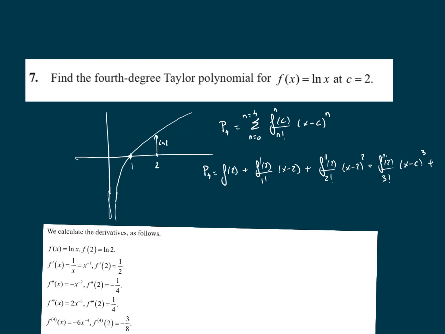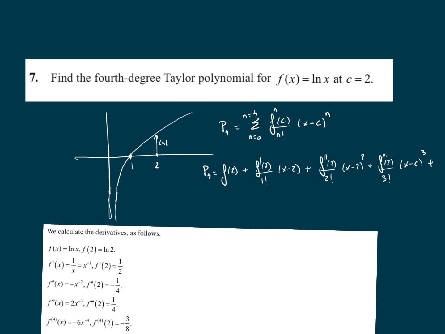It must agree the polynomial and the function up to the fourth derivative. So what is the Taylor polynomial? The Taylor polynomial has a compact way to write it. It's the summation from n equals 0 to 4 of the nth derivative of f evaluated at the point c, divided by n factorial, times x minus c raised to the power n. In other terms, p4 is f of c plus f prime of c... where c is equal to 2, so f of 2 plus f prime of 2 divided by 1 factorial times x minus 2, plus f second of 2 divided by 2 factorial times x minus 2 squared.